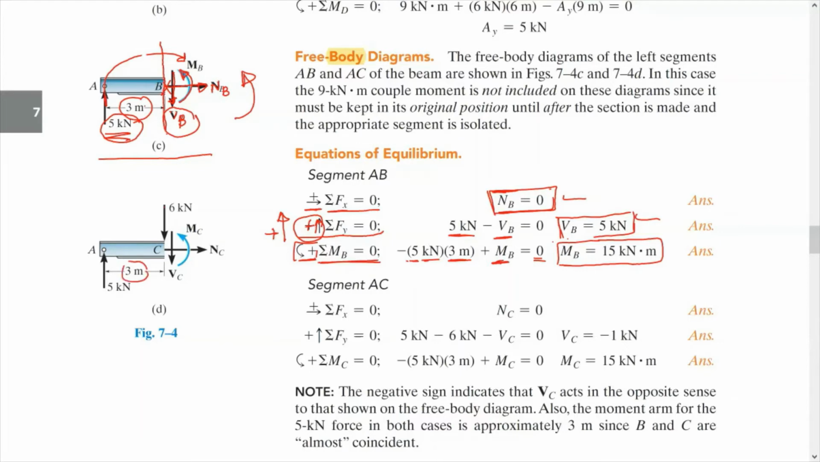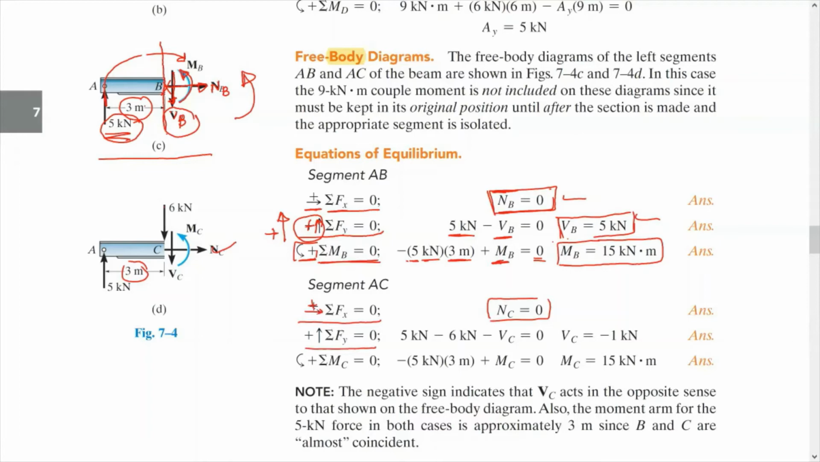Same, because the distance here is 3 meters, because I just told you it's just right or left to the force here. So in this case, summation of Fx equals 0, assuming it was to the right, and see here, normal force is equal to 0, this one. Here, same sign convention, okay?